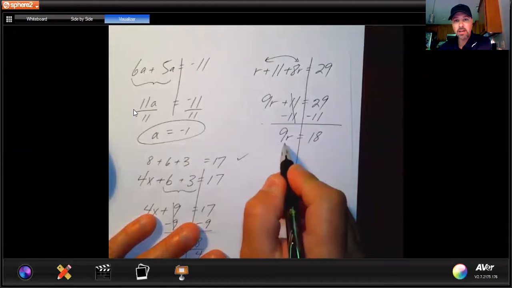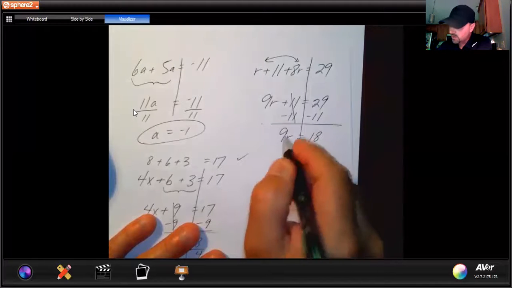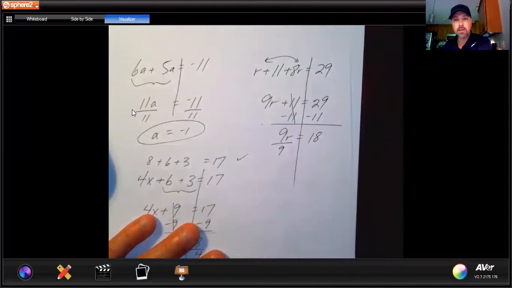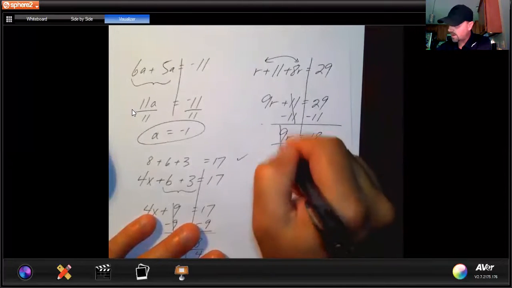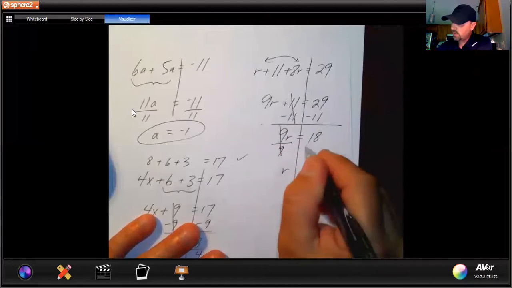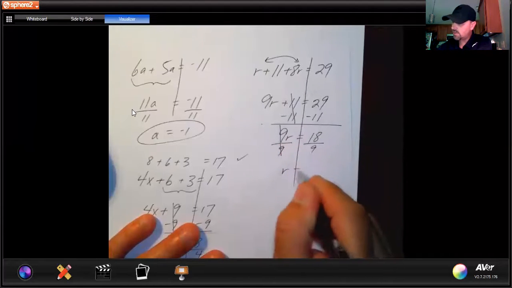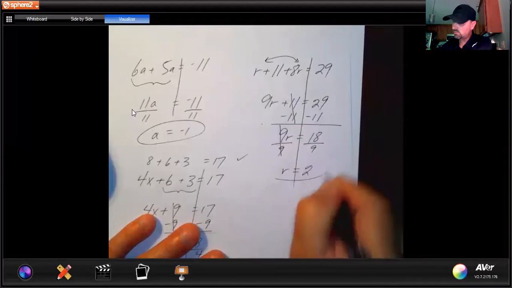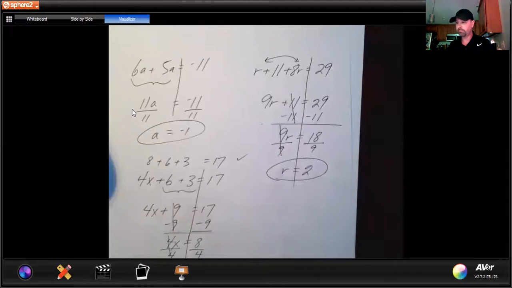This means multiply. 9 times r. I'm going to undo it by dividing by the number I see. 9 divided by 9 leaves 1r. Divide by 9, keep it balanced. Divide the other side by 9. R is 2.